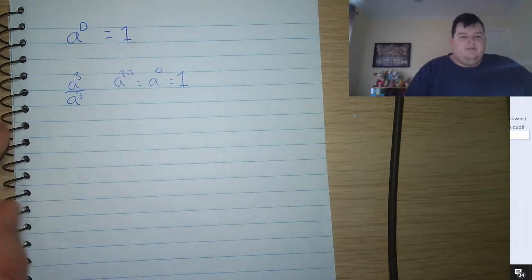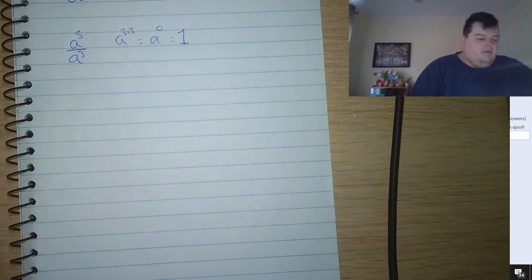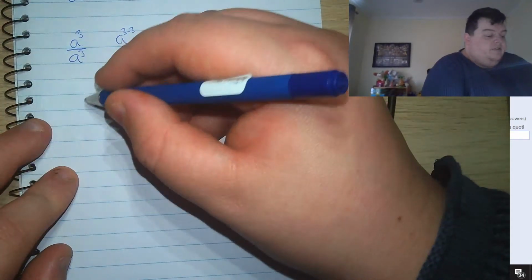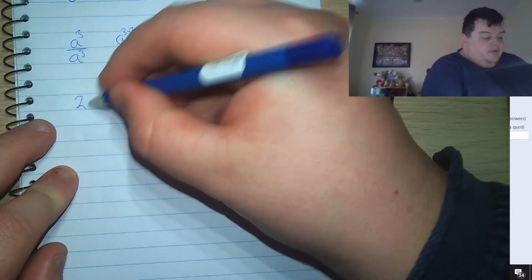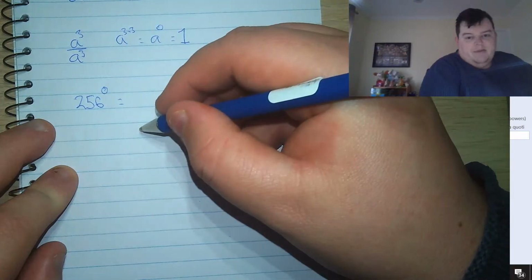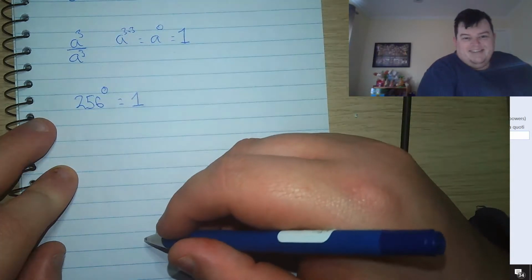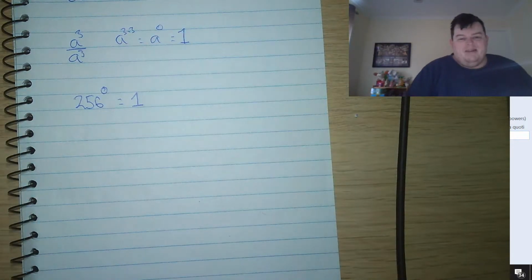I'll go through a couple of examples so you can get a better idea of how it works. So, first example, if we had 256 to the power of 0, what would that be? That's right, 1. So it doesn't matter what that base is. If it's raised to the power of 0, it equals 1.